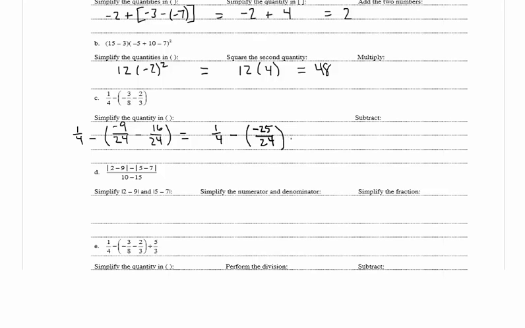And now we want to do our subtraction. And we're going to need to come up with a least common denominator again, and it's 24 again as well. So we have 24, and in order to make 1/4 have a denominator of 24, we'd have to multiply by 6. So we have 6 over 24, and we have minus a negative, which is going to make us a positive, 25 over 24, and this is equal to 31 over 24.